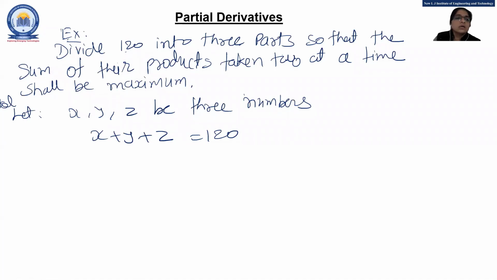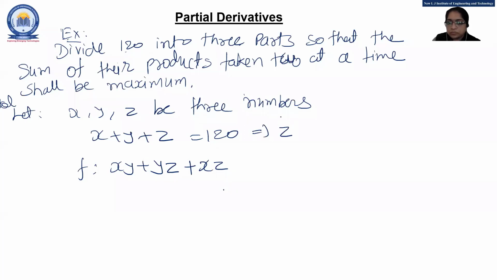Now what? Sum of their products taken 2 at a time means x into y, plus y into z, plus z into x, or x into z. So the sum of their products taken 2 at a time shall be maximum. So this is our function: xy plus yz plus xz. This function is given in the 3 variables x, y and z.